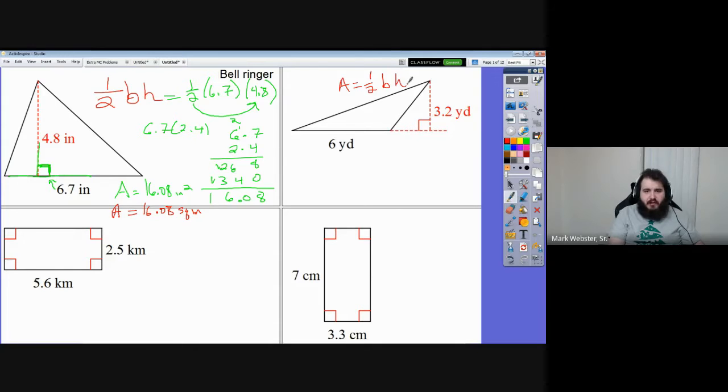1/2 base times height. And again, look for your perpendicular measurements. This one is 6. This one is 3.2. Notice that they are on perpendicular axes to each other. This extra dotted line here helps show that the 6-yard one is perpendicular to the 3.2-yard one. So we're going to do the same thing. 1/2 base times height. And again, it doesn't matter which one you take 1/2 of, but take 1/2 of the one that's easiest. 1/2 of 6 is 3. And then multiply 3 times 3.2.